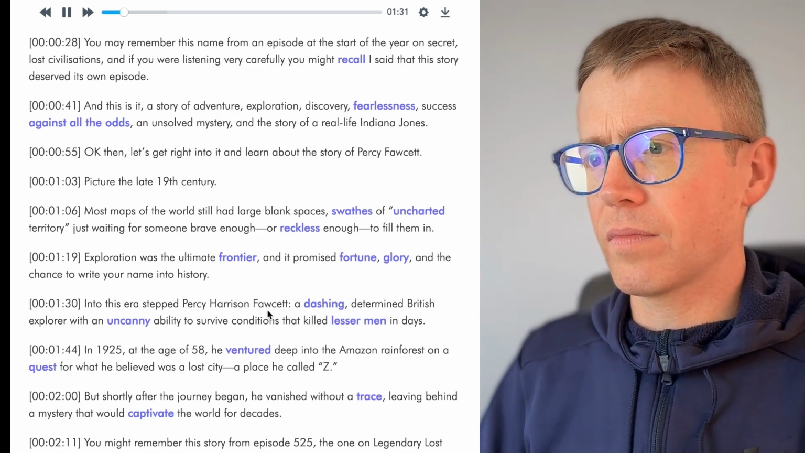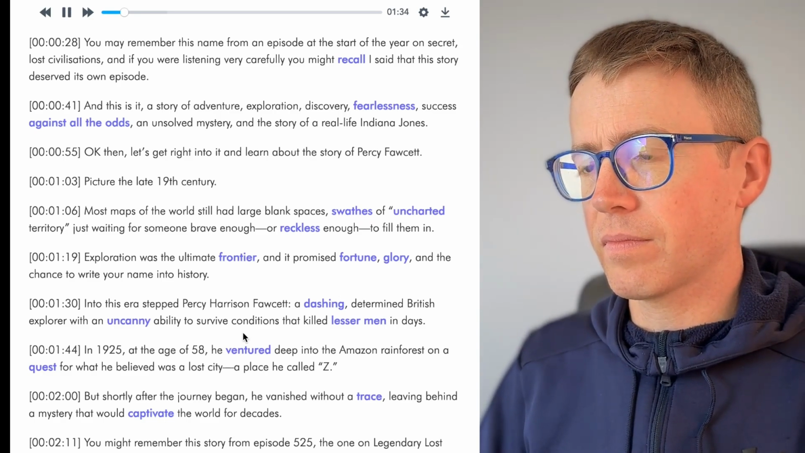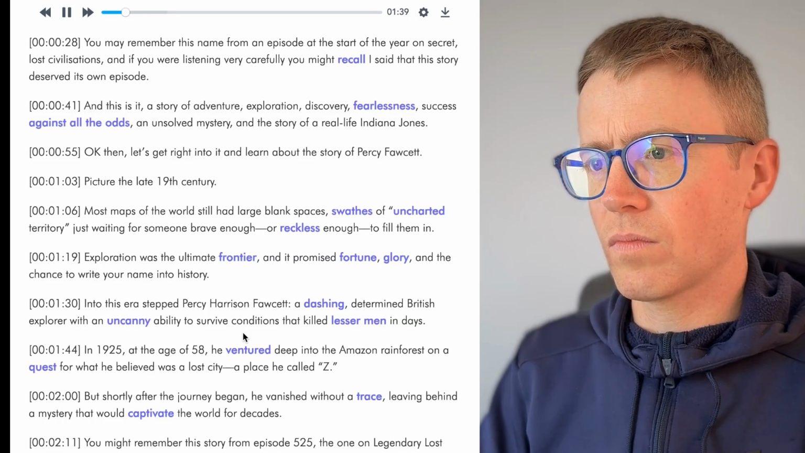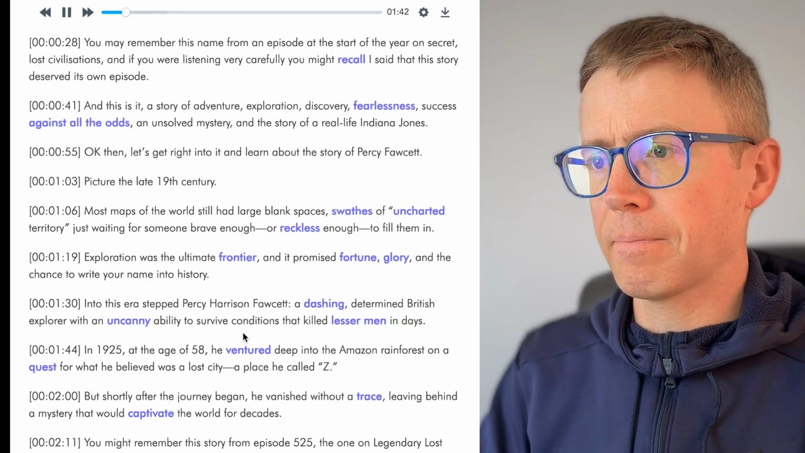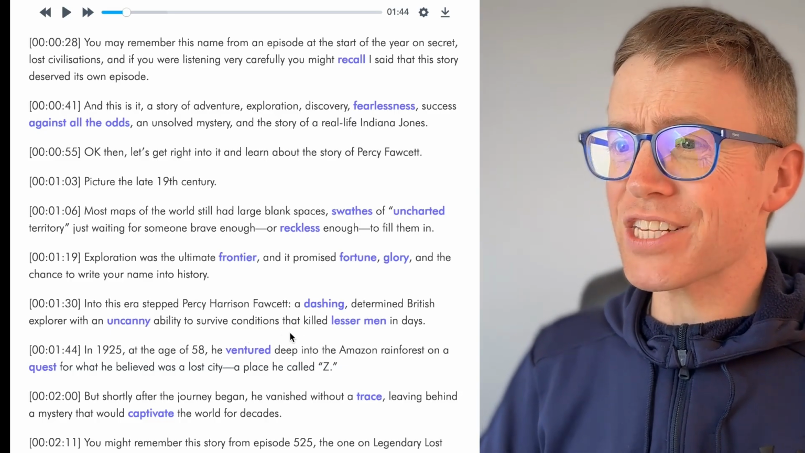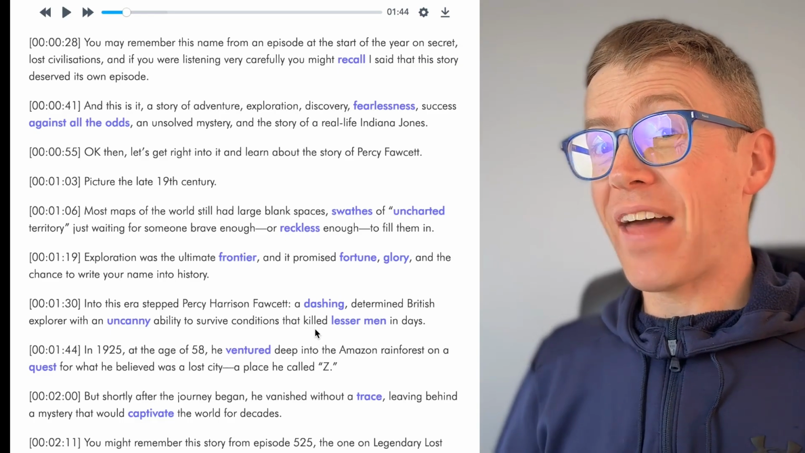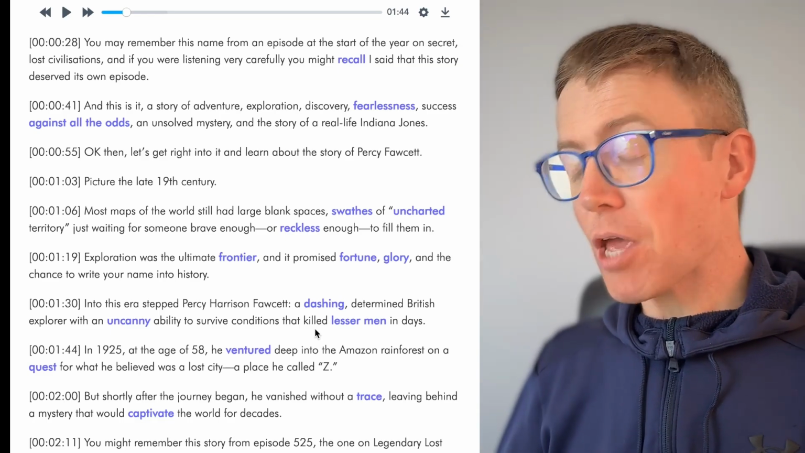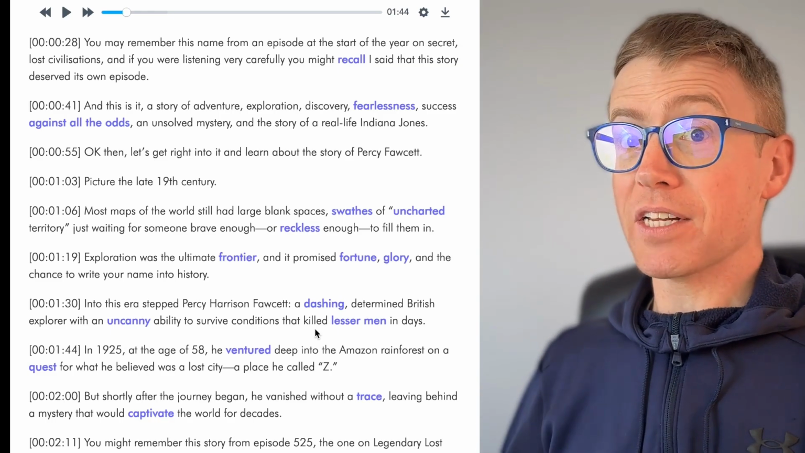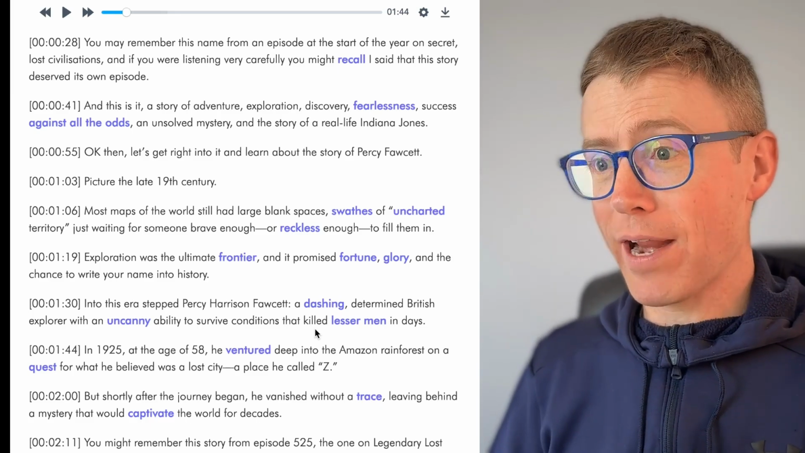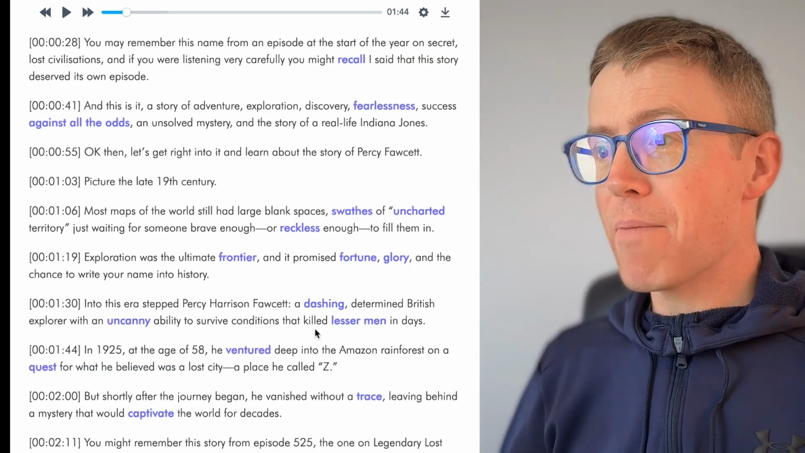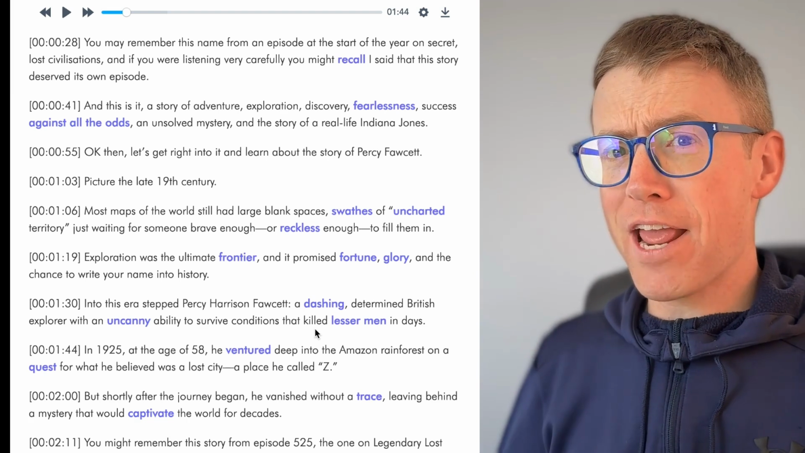Into this era stepped Percy Harrison Fawcett, a dashing, determined British explorer with an uncanny ability to survive conditions that killed lesser men in days. Okay, let's talk about a couple of things there. So, dashing. You might know that the verb to dash means to run fast, normally to try to get something. So, you might say, I had to dash to catch the train. But as an adjective here, if someone is dashing, it means they are kind of handsome, brave, and charismatic.